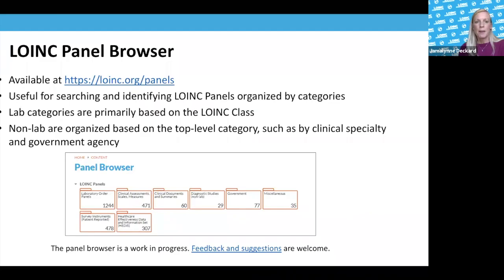We also have a LOINC panel browser online where you can search different panels by domain. They're organized by categories. The lab categories are primarily based on the LOINC class, so microbiology, chemistry, and so on. And then the non-lab ones are organized based on the top level category, such as the clinical specialty or government agency.